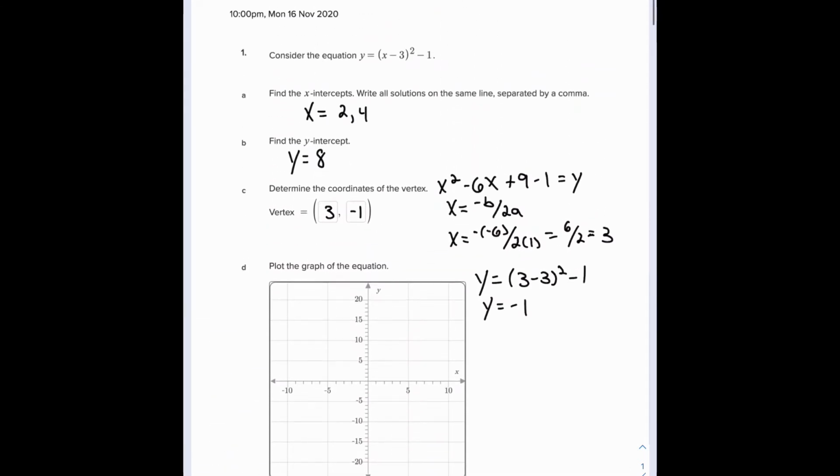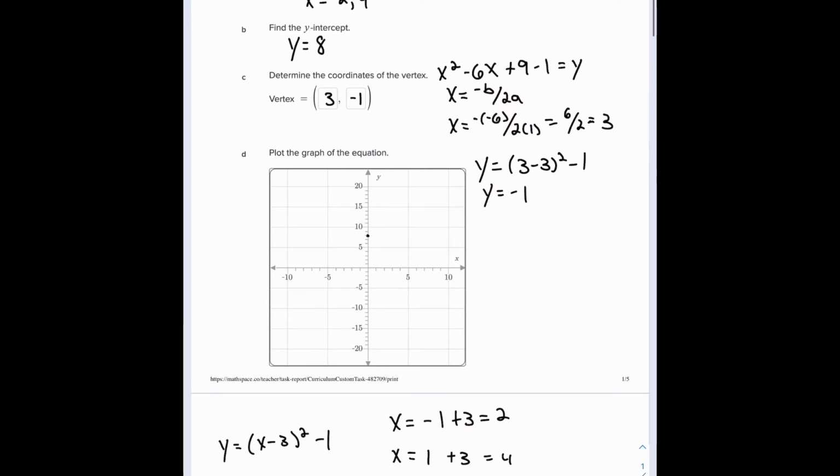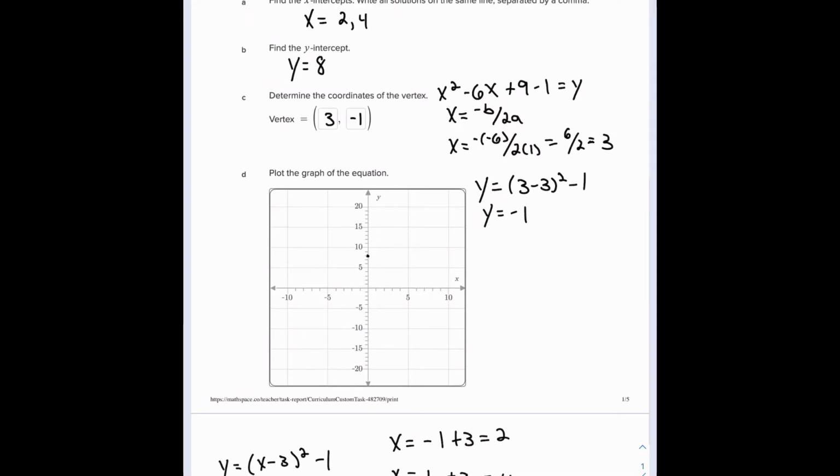Now to graph this, we know our y-intercept. So x equals 0 and y equals 8. That's going to be right here. And now we have two x-intercepts at 1, 2, and 3, 4. Then we should graph our vertex, which is at x equals 3, so we're in between 2 and 4, and then y equals negative 1. So about right here. And then the graph of our parabola will look something like this.